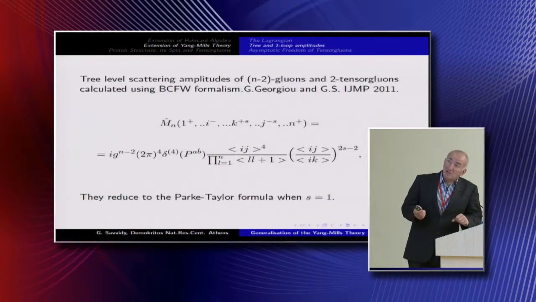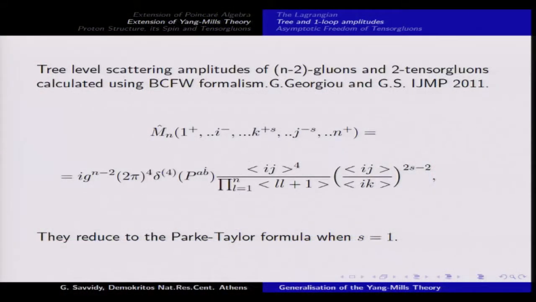So with the use of the technique called BCFW formalism, together with my collaborator, Georgiou, we were able to find a formula which is an extension of the Parke-Taylor formula for gluons. So we have here n-2 gluons and two tensor gluons. Because, as you see, in the vertex the gluon can decay into two tensor gluons. There is this non-trivial amplitude, and you see that this term, which is 2s minus 2 at s equal 1, disappears, and the formula reduces to the Parke-Taylor formula.